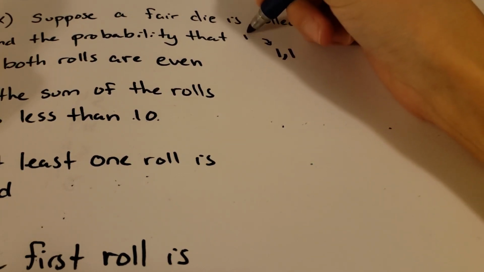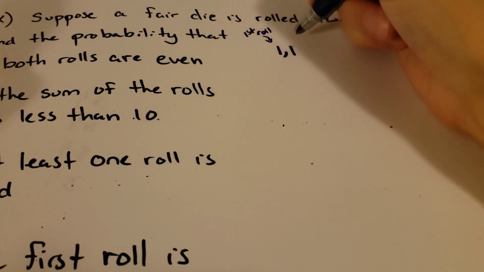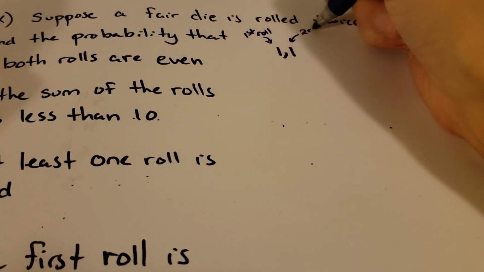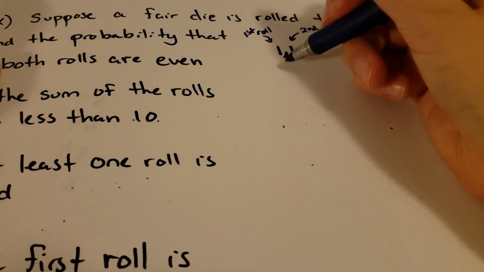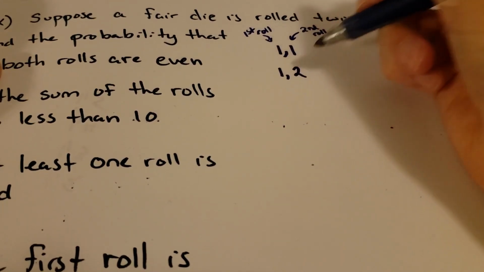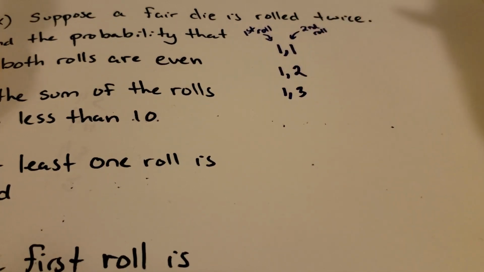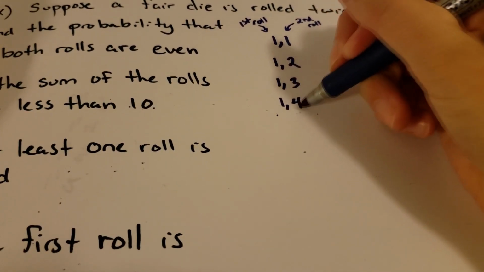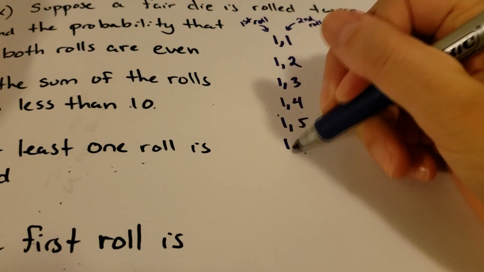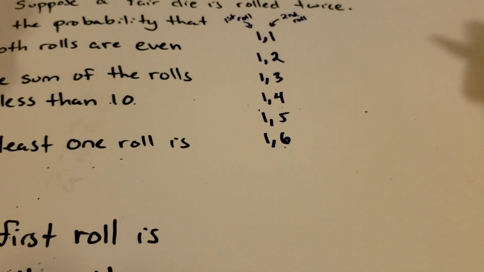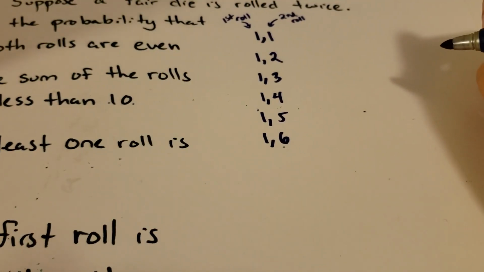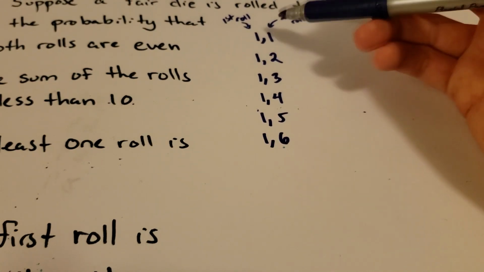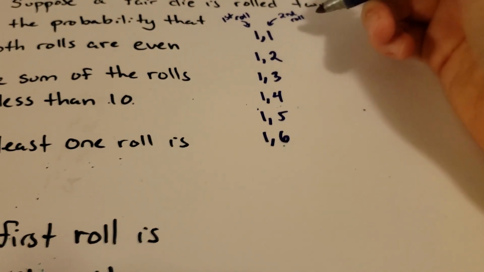So this will be the first roll, and this one will be for the second roll. Then we could get 1 for the first roll and 2 for the second, 1 and then 3, 1 and 4, 1 and 5, or 1 and 6. And this is everything that can happen if we land on the number 1 for the first roll, and then we would cycle through everything else.